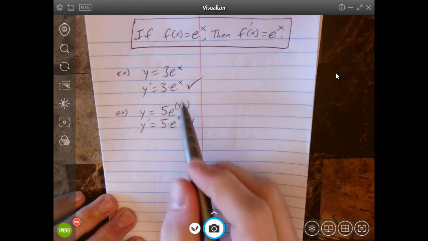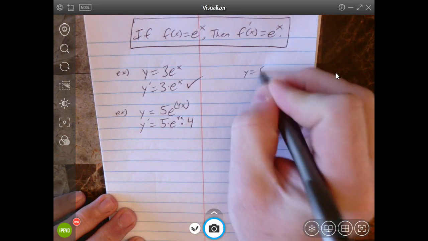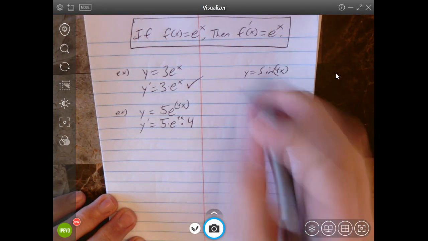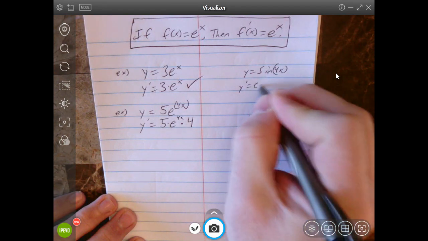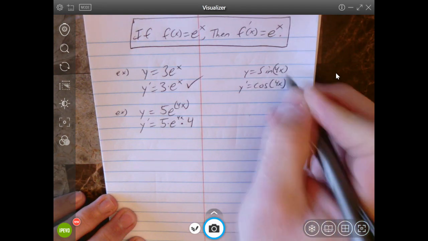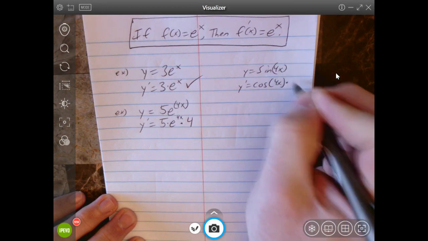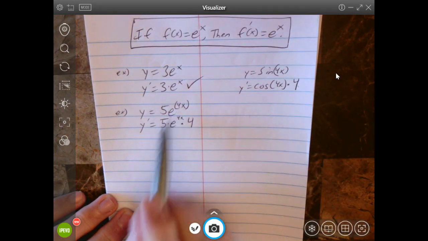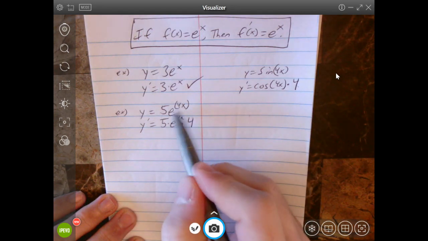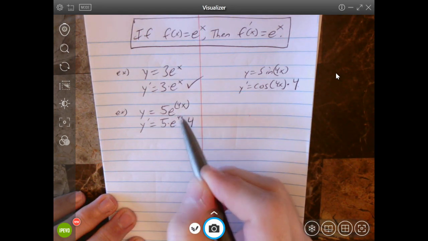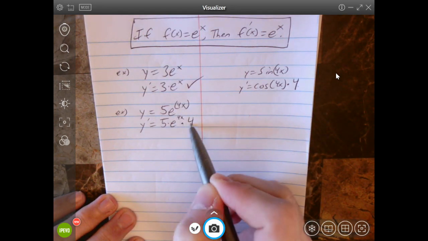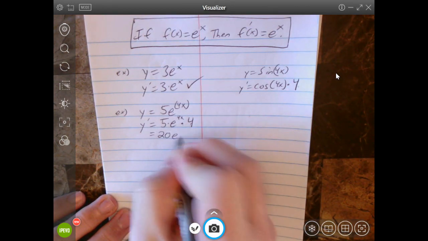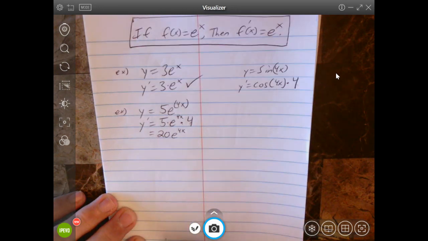If it helps you, you can think of it this way. Remember when we did ones that look like y equals sine of 4x, and we said, okay, what's the derivative? The derivative would be cosine of 4x, leaving the 4x alone, times the derivative of the 4x, because that was the chain rule. This is exactly the same concept. The derivative of e to the thing is e to the thing times the derivative of that thing, in this case 4. And we can clean that up. 5 times 4, of course, is 20, so 20e to the 4x.